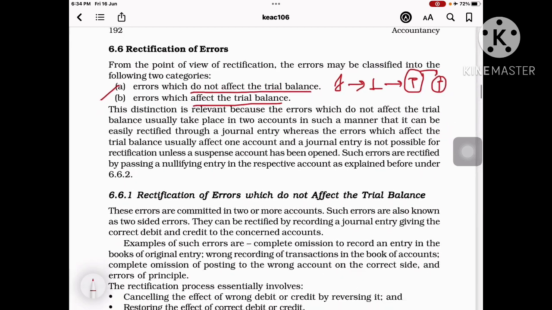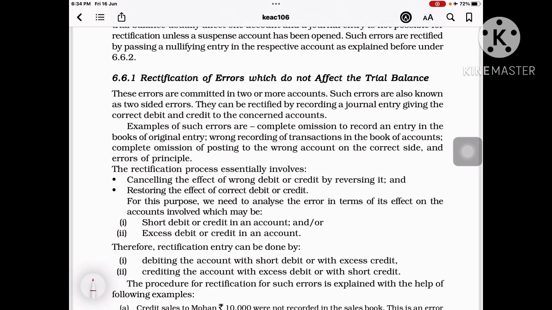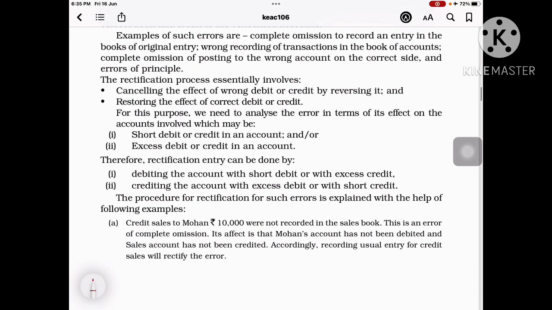Now it is more important to do the rectification of errors, because these errors will give you wrong calculations. If you continue with this account with these errors, this accounting treatment is not right. It will give you a wrong understanding of the account. So we need to rectify this. The process is very simple. Number one, cancelling the effect of the wrong debit and credit by reversing it. Number two, restoring the effect of the correct debit and credit.